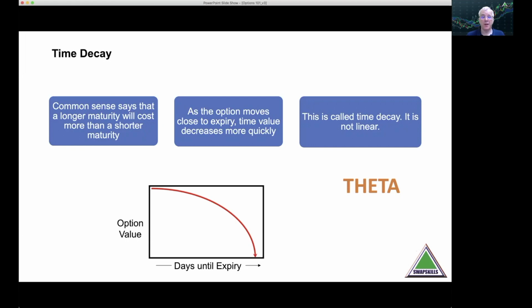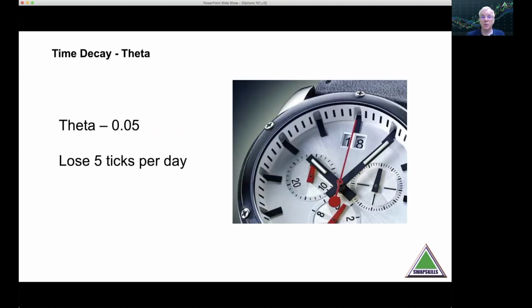That is time value. So I need to measure how much this time value is going to affect the premium of the option. Now, at the beginning, it will probably be relatively linear in its dropping off, but as it gets closer to expiry, it drops off pretty quickly, almost exponentially going down. So one of the Greek letters we use is theta, which will quantify the effect of time value on the option premium.